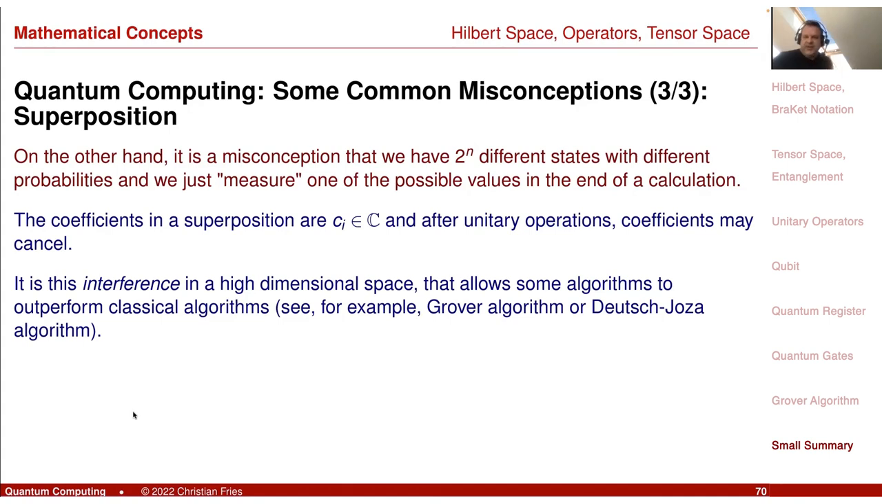Then there is maybe the misconception that we have 2^n different states with different probabilities, and the measurement singles out just one of these. But the superposition is a linear combination with coefficients in C, and these coefficients may cancel. It is this interference in a high dimensional space which allows very nice, very high performance algorithms. The one we just saw has an improvement of square root of n. We will see another one in the next session which has an exponential improvement. Instead of 2^n, we need n steps, much better. So it's log N instead of square root of capital N. And this makes use of the fact that the coefficients can cancel.